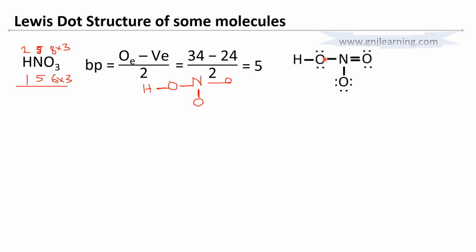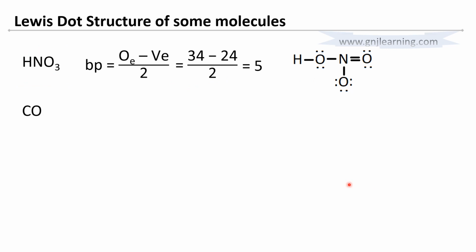Now look into the electrons. Here hydrogen has 2, fine. Here oxygen has 2 bond pairs, so it requires another 2 pairs. It is given as a lone pair. Nitrogen has 4 bond pairs, so fine. Oxygen again has 2 bond pairs, 2 lone pairs are given. Here oxygen has only 1 bond pair, so 3 lone pairs are given. So this is how to write the Lewis dot.